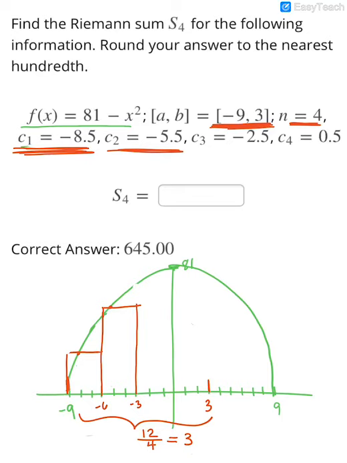So my third rectangle, we know will go from -3 to 0, but they're wanting me to hit the curve at -1.5. So it's going to come up here like that. And then my last rectangle will go from 0 to 3, but they're wanting it to hit the curve at 1.5. So that would be about right here. So it's going to come up and go a little bit over. So there are my 4 different rectangles.